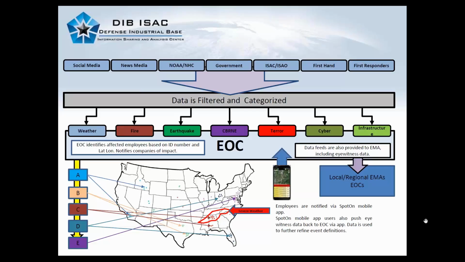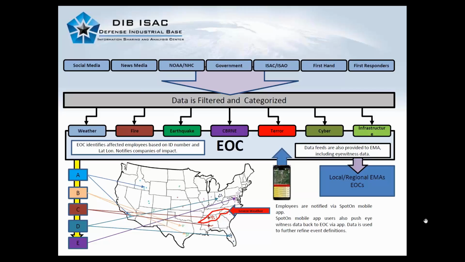This is just a chart that's a little verbose here, I apologize for that. But what I wanted to show was what we can do by bringing this data in. We bring the data in, it's filtered, categorized, whether it's weather, a fire, or an earthquake, whatever the case may be. And then as you see, we have companies over here, and these companies have employees scattered across the country. As we are watching this happen globally, we will be able to notify a company of the employees that they have that are being affected by an event.